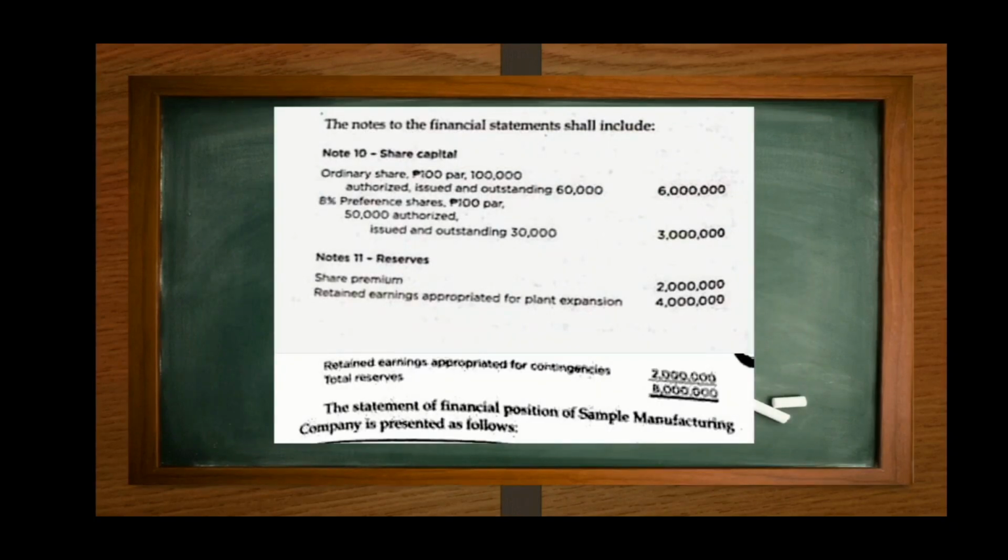So, yan. So, di ba nga nakalagay naman na the reserve within the equity includes share premium. Ayan o, share premium 2 million. Appropriate reserve, appropriate 4 million. Revaluation surplus reserve, foreign currency translation reserve, ayan, retained earning appropriated for contingency 2 million. So, add lang yung tatlong yan para makuha yung total reserve na 8 million.